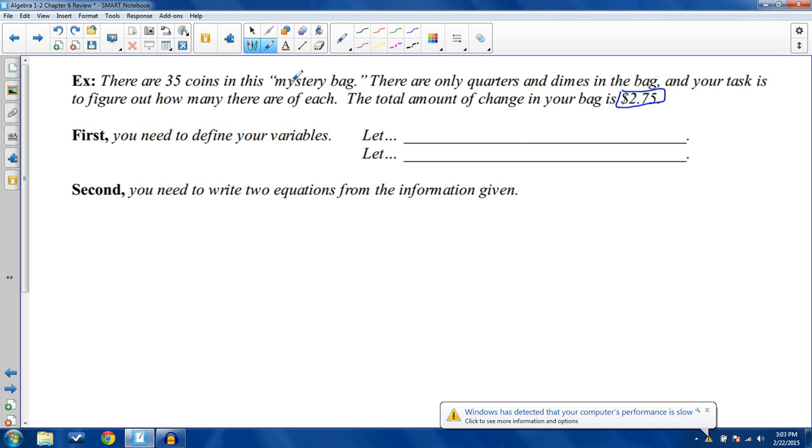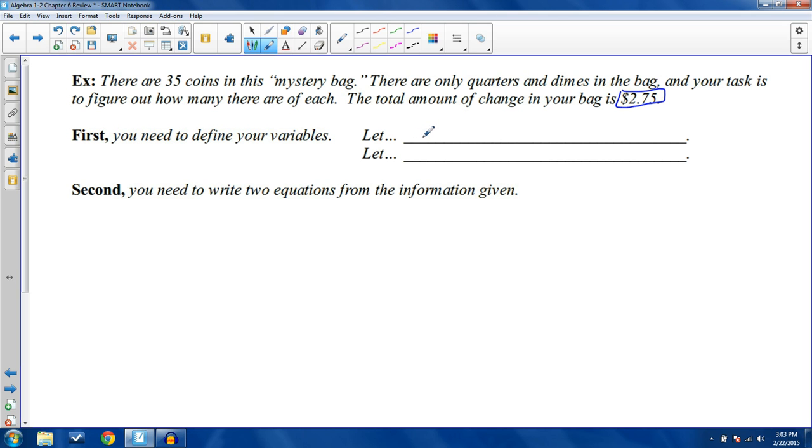The really hard part about this problem is that this mystery bag, I'm going to be honest, I think the answer has negative quarters in it. So that's the thing about this. It's kind of weird. All right, there are 35 coins in the mystery bag. There are only quarters and dimes in the bag. So the amount of quarters plus the amount of dimes gives you the total amount of coins.